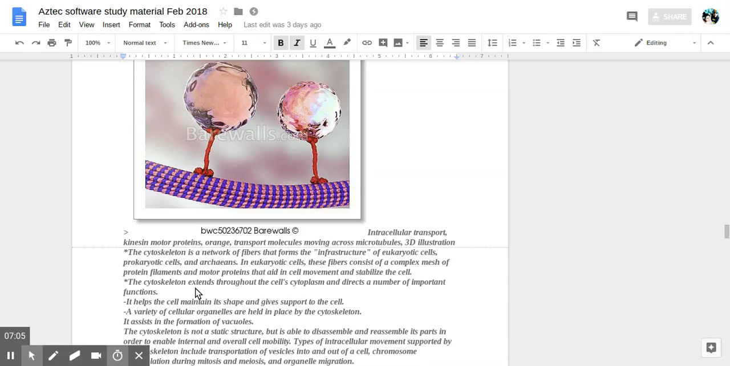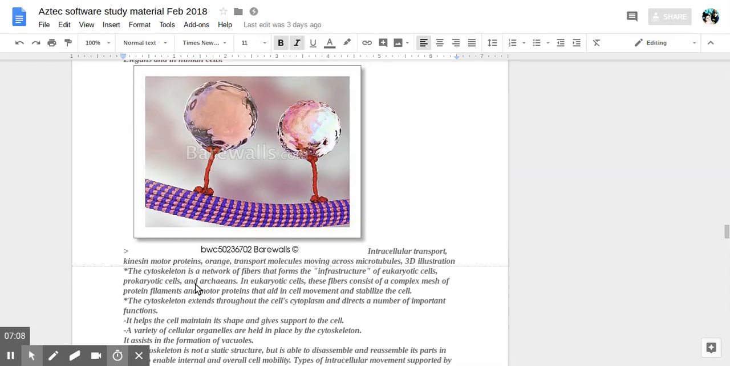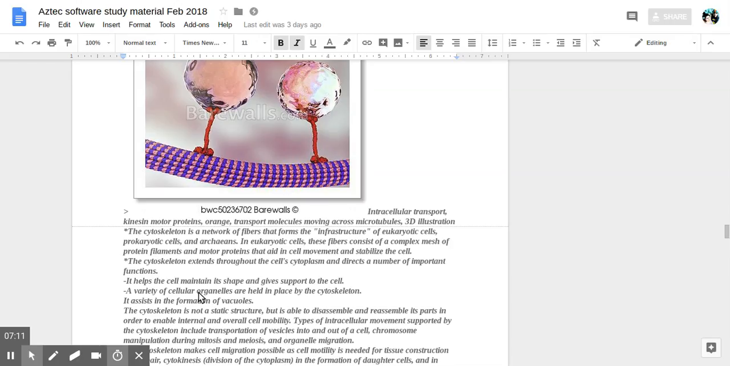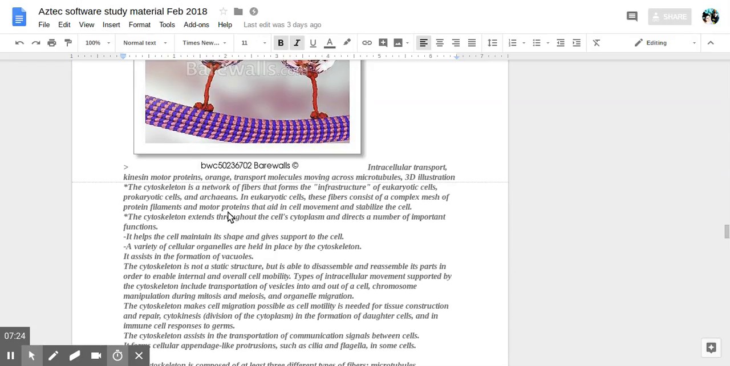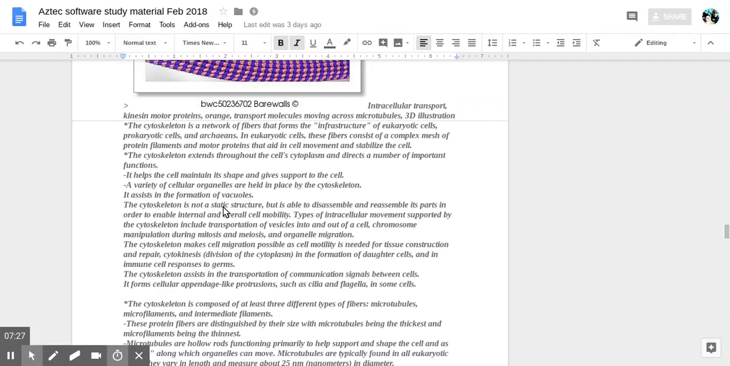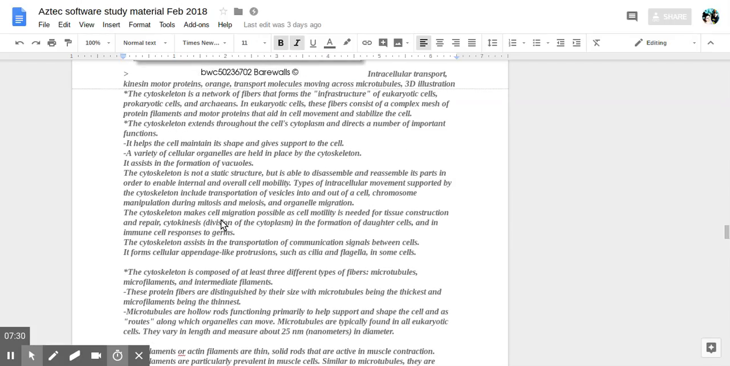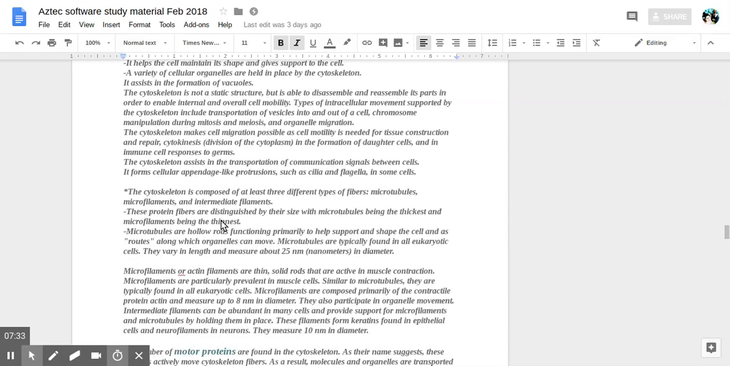The cytoskeleton is not a static structure. It is able to disassemble and reassemble its parts in order to enable internal and overall cell mobility. Types of intracellular movement supported by the cytoskeleton include transportation of vesicles into and out of the cell, chromosome manipulation during mitosis and meiosis, and organelle migration. The cytoskeleton makes cell migration possible, as cell motility is needed for tissue construction and repair, cytokinesis, division of the cytoplasm in the formation of daughter cells, and in the immune cell responses to germs. So the cytoskeleton is important.